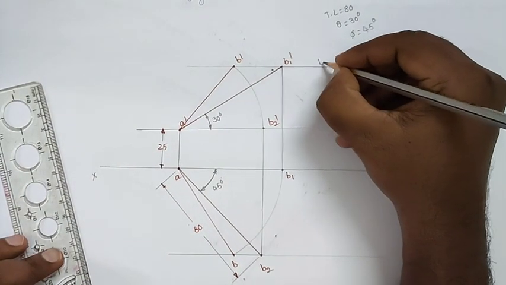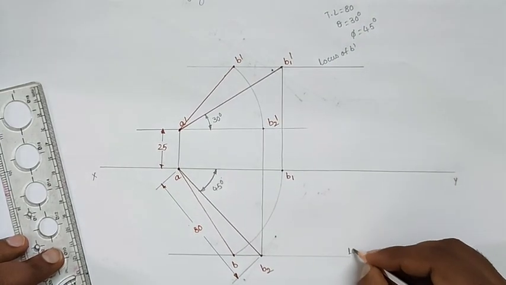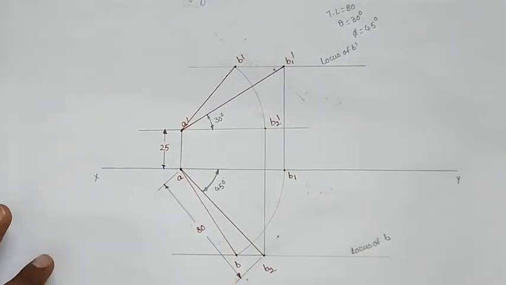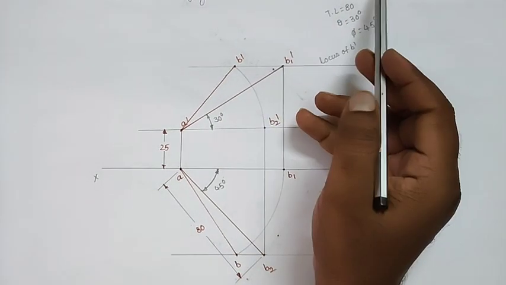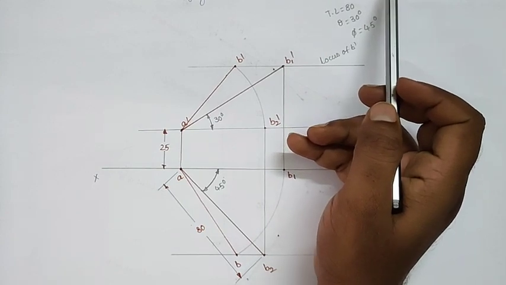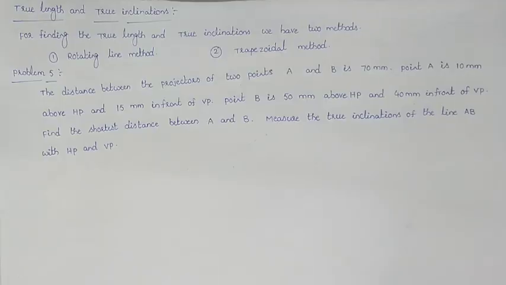Here this one is the locus of B dash, and here this one is the locus of small b. So like that we will draw the projections. This is the first case, when theta plus phi is less than 90 degrees. You can observe here theta is 30 and phi is 45. If you add theta plus phi, we get 75, which is less than 90. So when theta plus phi is less than 90, we draw the projections like that. For finding the true length, we know that the shortest distance between two points can also be called the true length of the line.